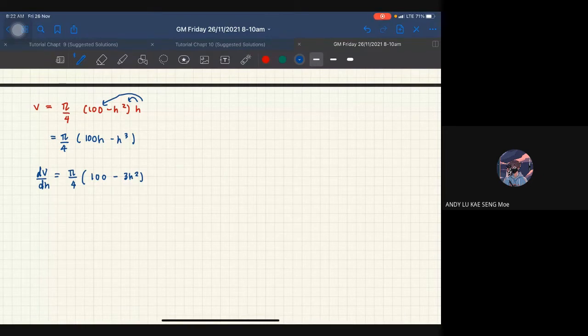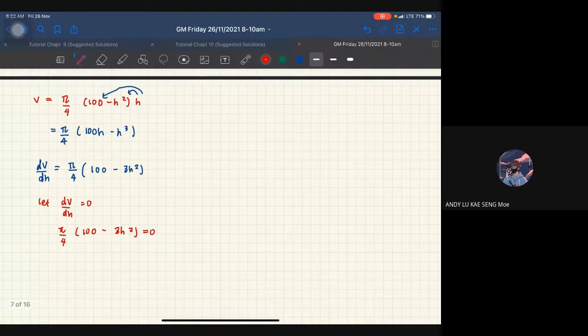So we let dV/dH equal to 0. So awak akan dapat pi over 4 times 100 minus 3H square equal to 0. Okay, so dia punya constant jadi hilang. So you have 100 minus 3H square equal to 0. So 3H square is equal to 100. H square is equal to 100 over 3.